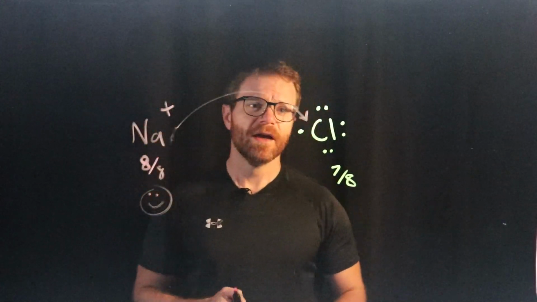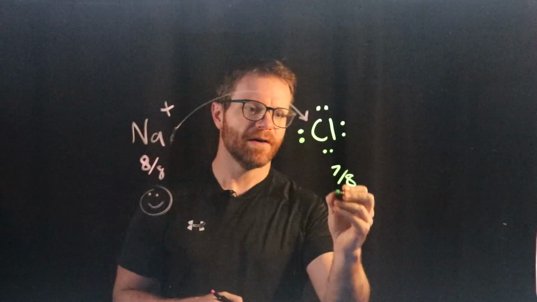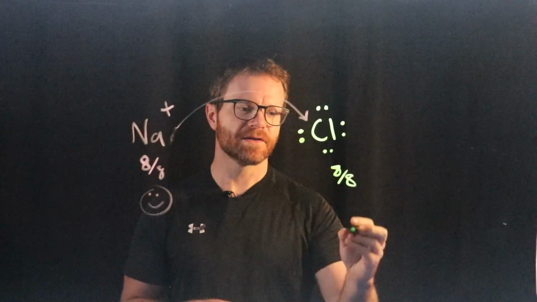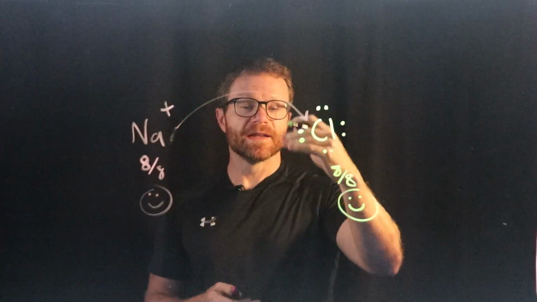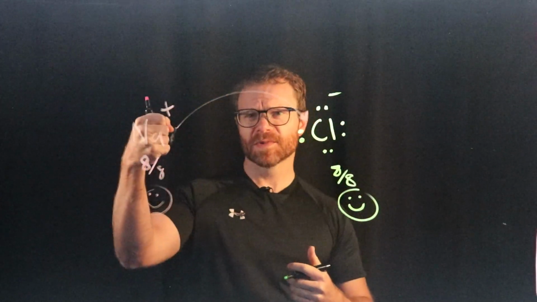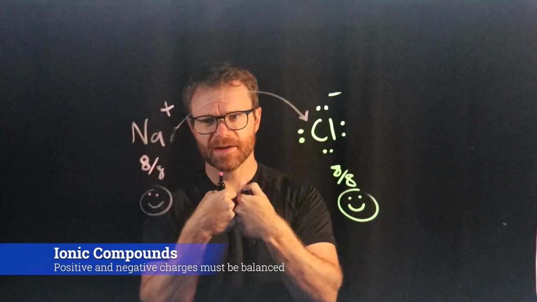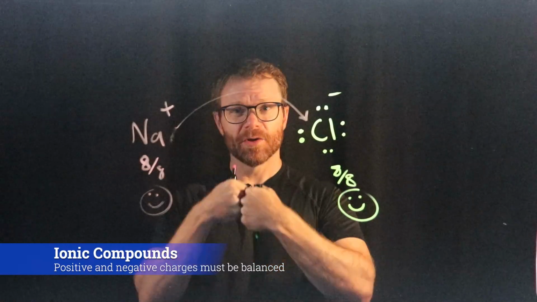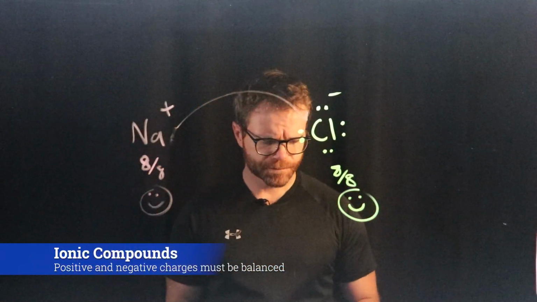The chlorine has now gained that electron from sodium, so now it has 8 out of 8 valence electrons, and it also is totally happy and stable, but it has gained an electron. Electrons are negative, so it has a negative 1 charge, and because sodium's positive and chlorine's negative, they're attracted to each other because opposites attract, and they form a stable ionic bond. Okay. That should have all been review.